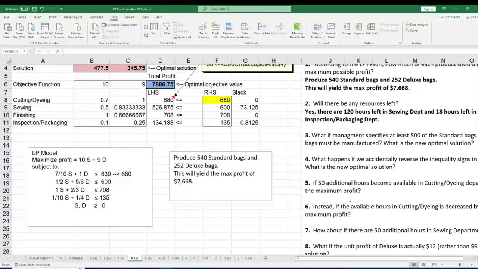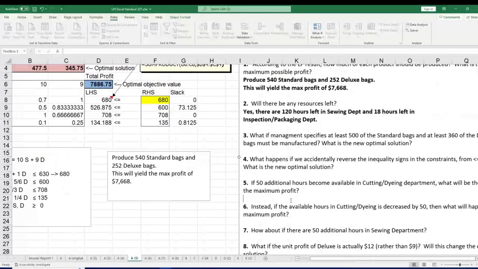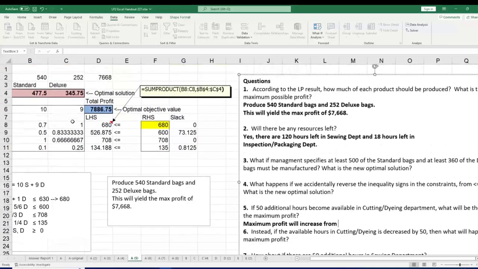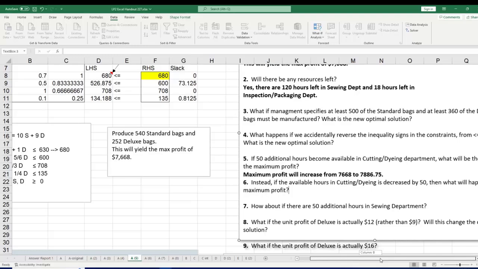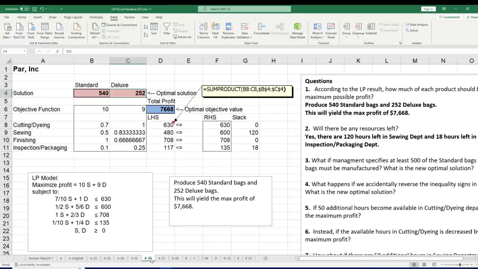Here, what we could say is that maximum profit increased. Maximum profit will increase from what to what? From 7668 to 7886.75. Okay. So now what about number 6? Instead, if the available hours in cutting and dyeing is decreased by 50, then what will happen to the maximum profit? Okay, so now let's go over to a new one.